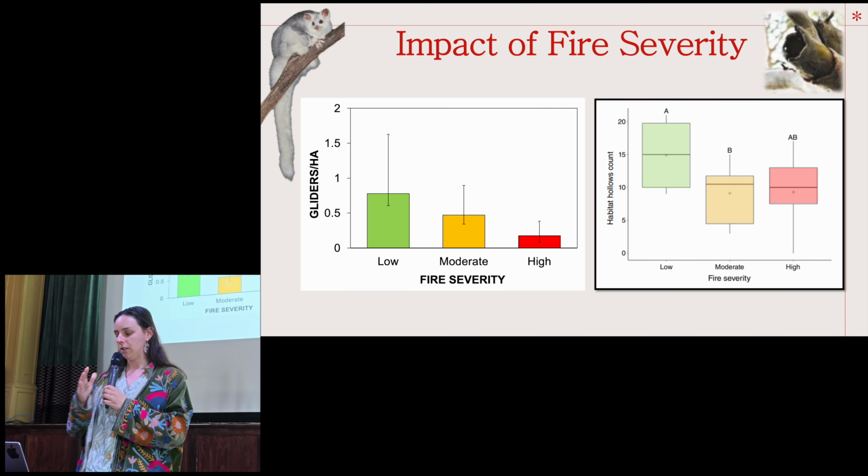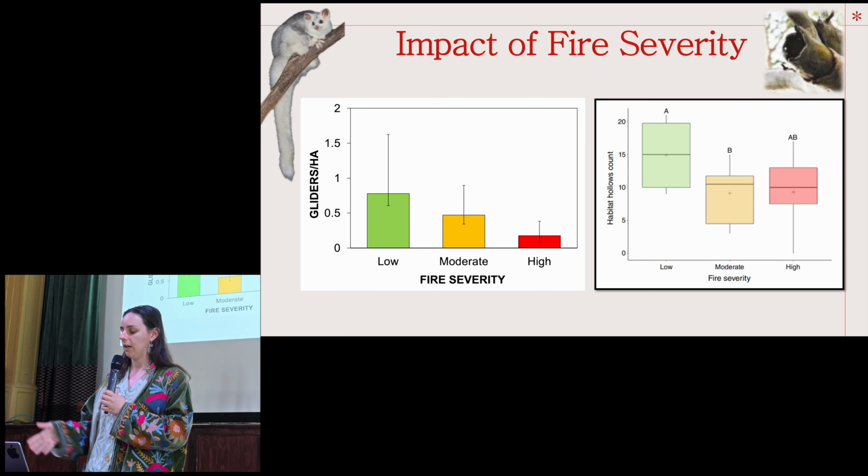And another interesting pattern that we found as well was that where it was a low severity fire, on the side there, we have more hollows surviving and being present, but where it's moderate and high severity fire, the hollows were at a lower density. So there's a relationship that we found between those sites.